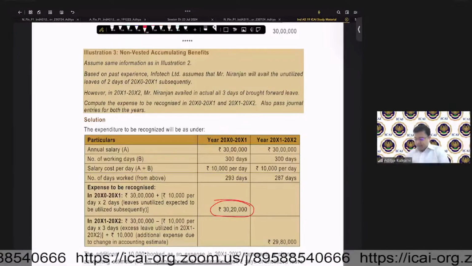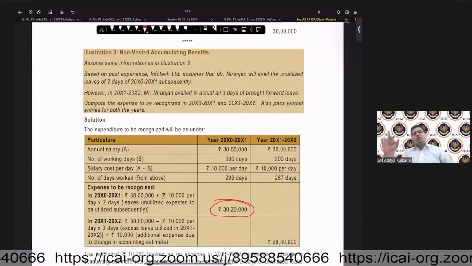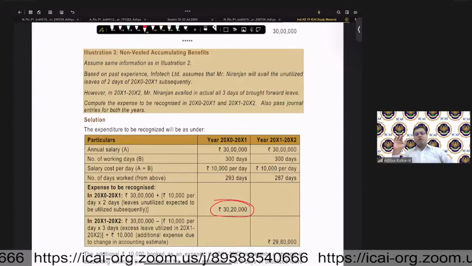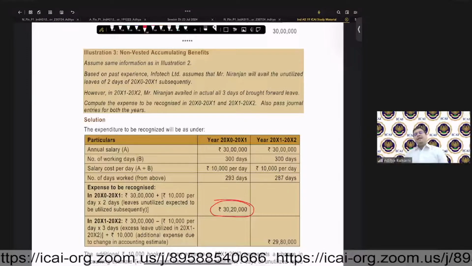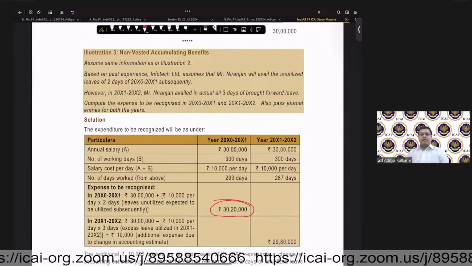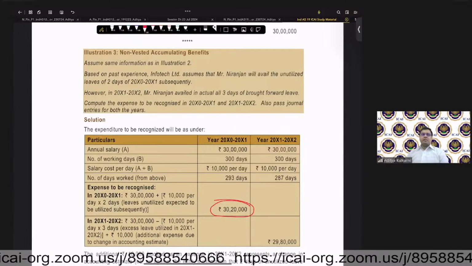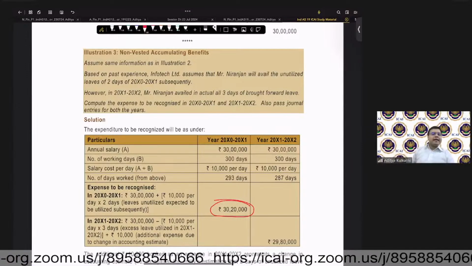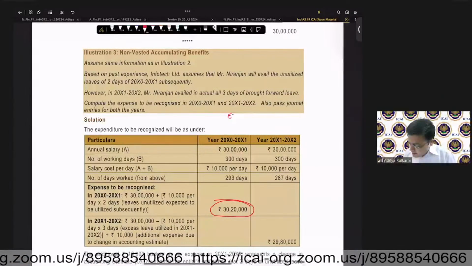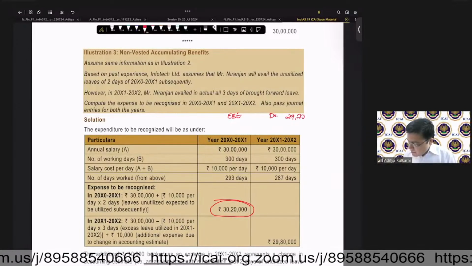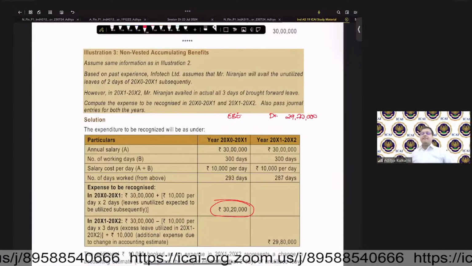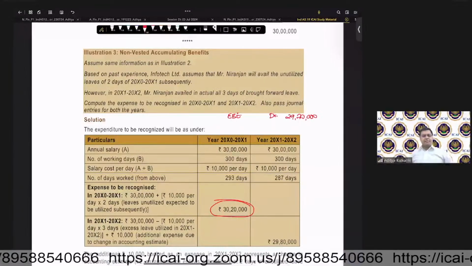So let us understand. He came for 287 days. So he did not come for 3 days extra. So 30 lakh minus 30,000 employee benefit expense debit will be 29 lakh 70,000. Same like the last time.